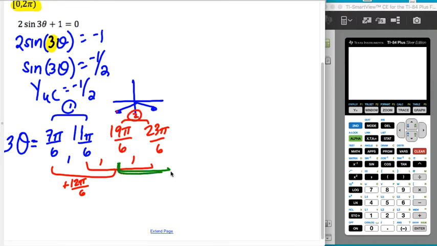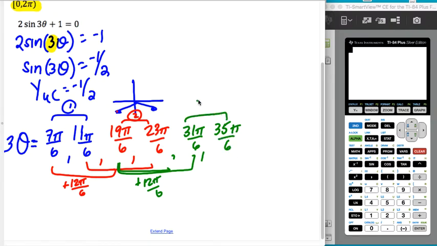When I go around one more time, again, I'm going to add another full circle and say, hey, I went one more time around the interval, right? So I think I get a 31 pi over 6, right? And I think I get a 35 pi over 6. All right, so that's my third time around the interval, right? It was a 3 theta, I went around 3 times. Why did I go around 3 times?